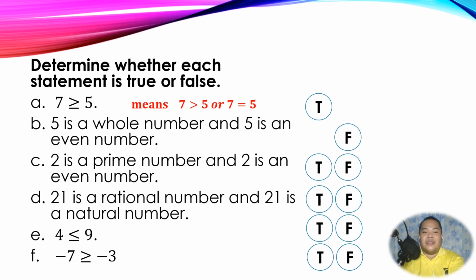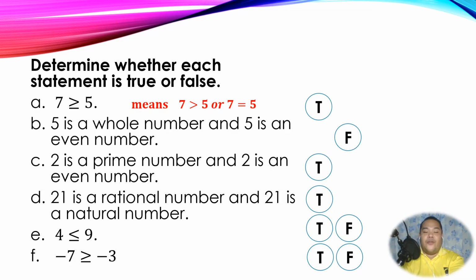Letter C. 2 is a prime number and 2 is an even number. The logical connector is AND. 2 is a prime number is true. 2 is an even number is true. Therefore, the entire compound statement is true. Letter D. 21 is a rational number and 21 is a natural number. 21 is a rational number is true. And 21 is a natural number is true. Therefore, the entire compound statement is true.